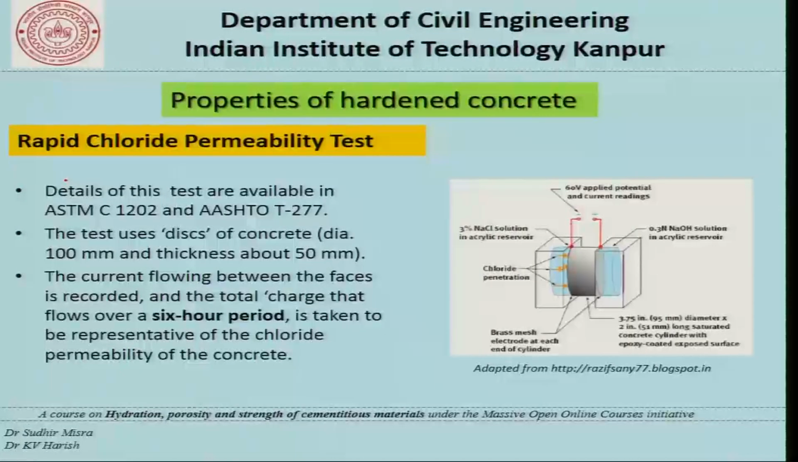This is only one of the tests which is used to ascertain the chloride permeability of concrete and is the so-called rapid chloride permeability test, which essentially involves placing a disc of concrete here in the middle. On two sides you have chambers which are filled with 3% NaCl solution and 0.3 N NaOH solution, and we apply a 60 volt potential difference across the two faces, and we monitor the current that flows from one face to the other. This recording is continued over a period of 6 hours, and we measure the total charge that passes, which is an integration of the current and time.